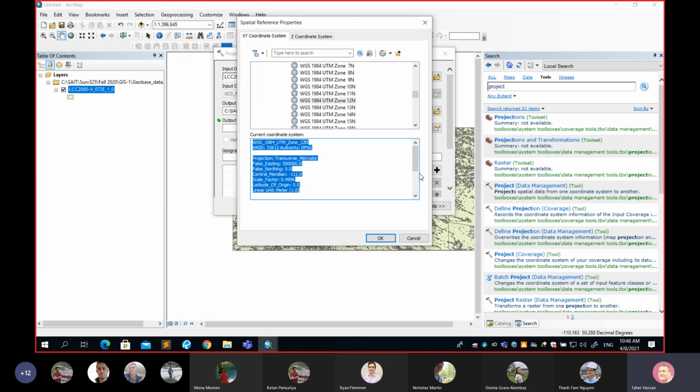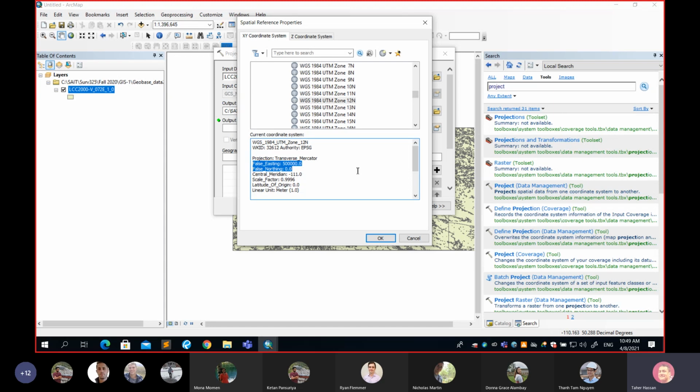EPSG is the authority that maintains a catalog of all the published ellipsoids. It keeps a serial number for all of them, and this number is 32612. Now, did you learn in my class what transverse Mercator means? It's a cylindrical projection, but the cylinder is rotated by 90 degrees. Did you learn anything about false easting and false northing?